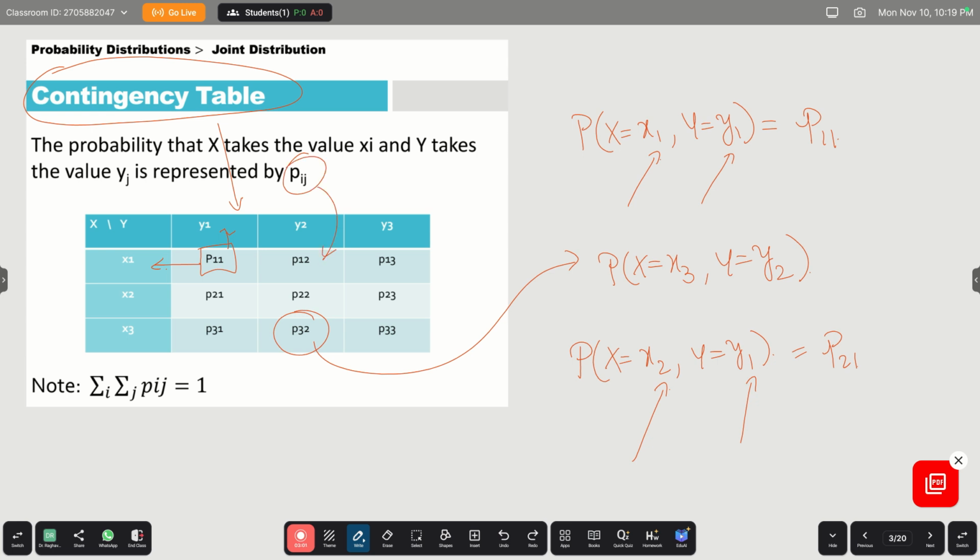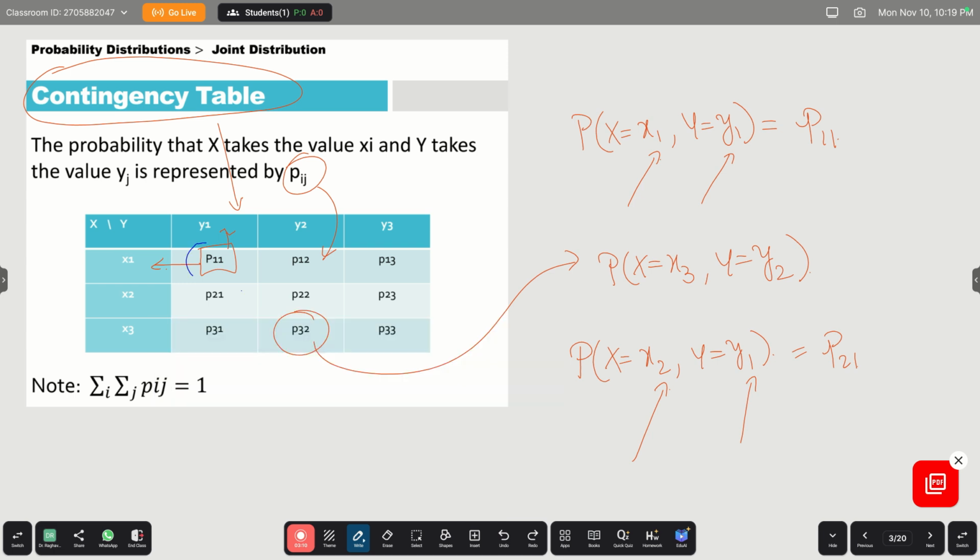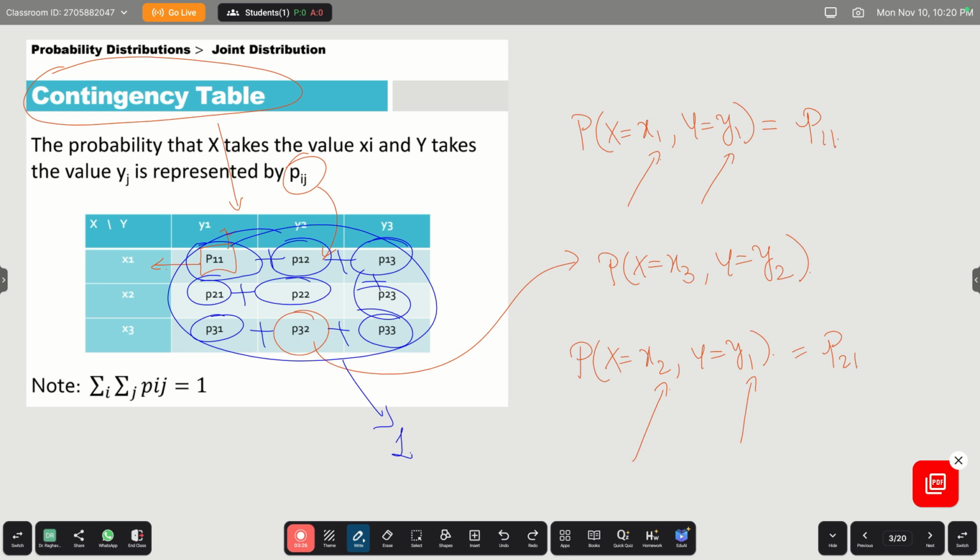One more thing you need to note is the sum of all these probabilities. If you add all these probabilities, p11 plus p12 plus p13 plus p21 plus p22 plus p23 plus p31 plus p32 plus p33, this sum should be equal to 1. Unless the summation of pij is 1, it is not a valid probability distribution.